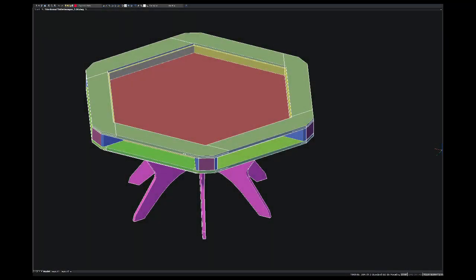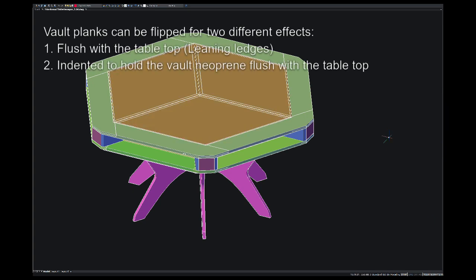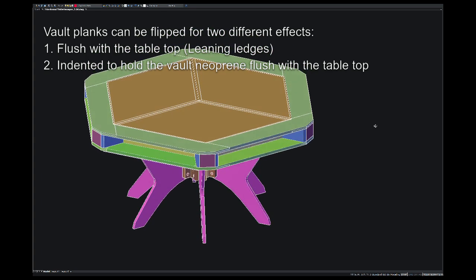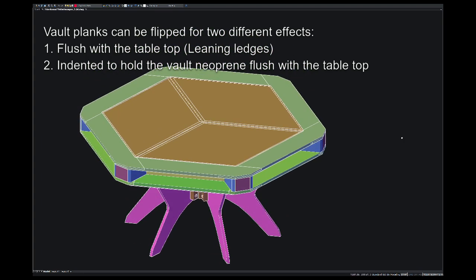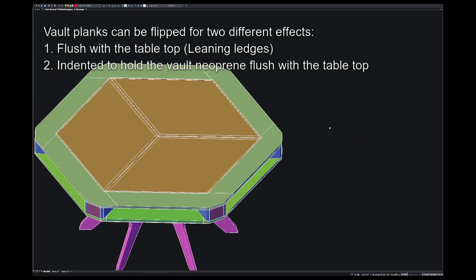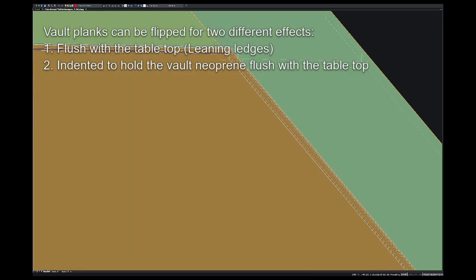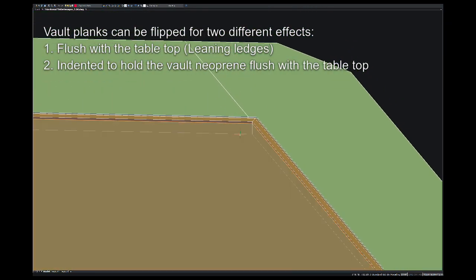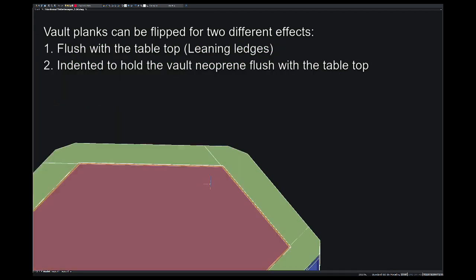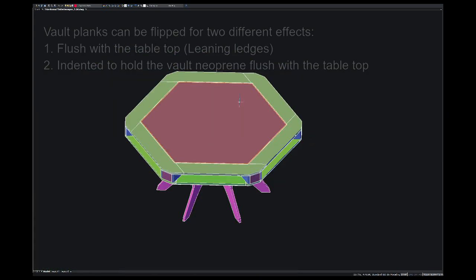This table will have 3 vault planks that store under the table when not in use. Functionally identical to my rectangular vault planks, they can be used in 2 ways. 1. One side has a flat wooden surface that is level with the top of the leaning ledges. 2. The flip side has a 3mm deep pocket that the vault neoprene can be placed into, creating a flush neoprene surface that is level with the top of the leaning ledges. With the neoprene sitting in this pocket, it will not roll up when the arms of the players drag across the tabletop.